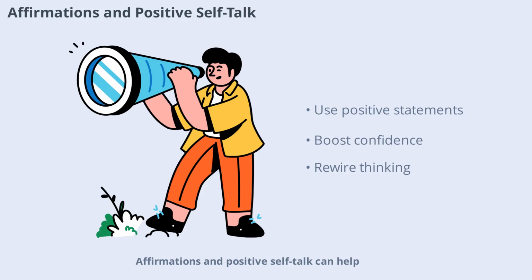Affirmations and positive self-talk can help rewire your brain for healthier thinking. Replace negative statements with encouraging ones like, "I am capable" or "I'm doing my best." Over time, these positive messages can boost your confidence and reduce the power of cognitive distortions.